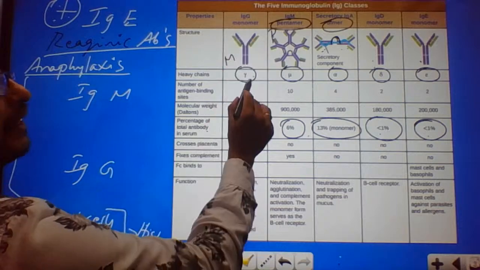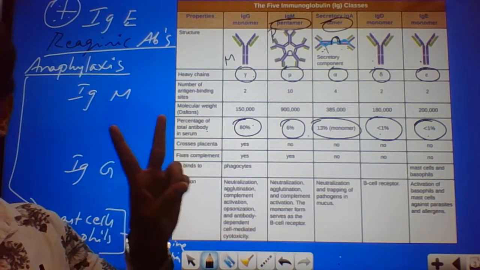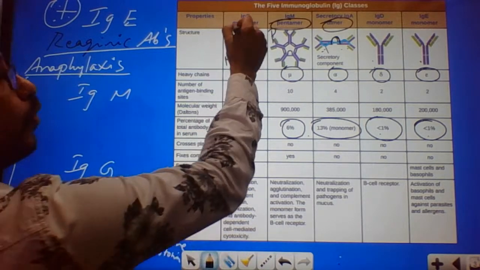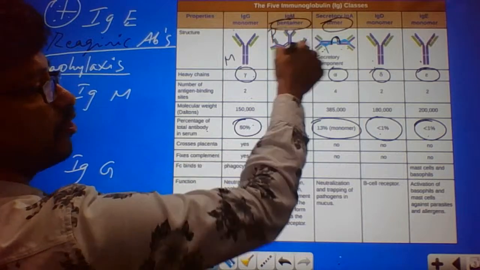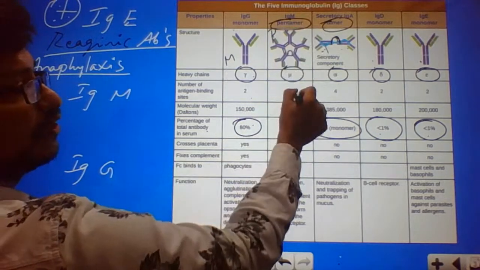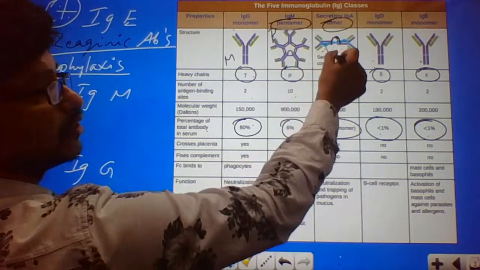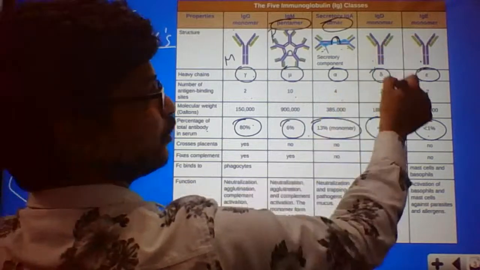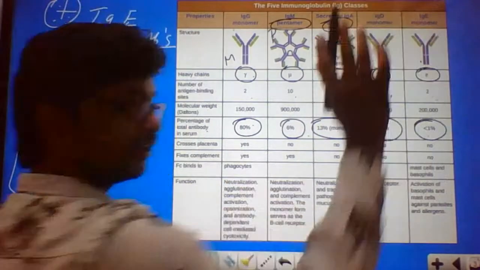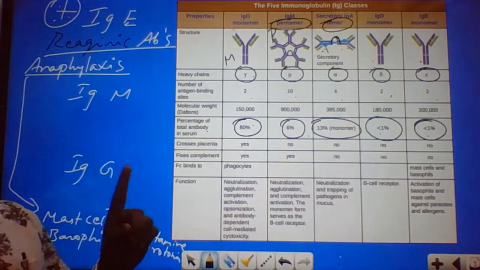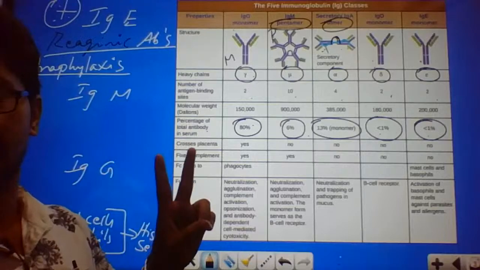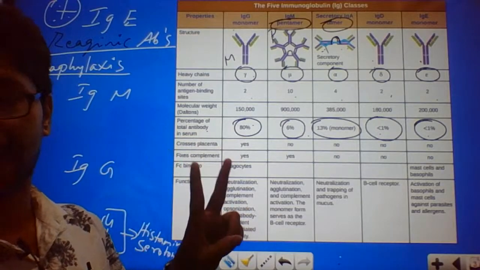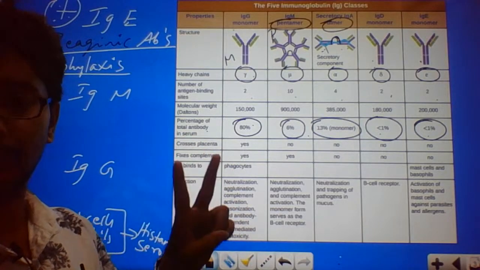And number of antigen binding sites: how many antibody binding sites does one monomer have? 2. So 1 into 2 is equal to 2. Here there will be 5 monomers, so 2 into 5 is equal to 10. Here there will be 2 monomers in a dimer, so 2 into 2 is equal to 4. Here 2 into 1 is equal to 2, and here 2 into 1 is equal to 2. So how many antigens can bind to one antibody? 2 antigens will bind. So one monomer can accommodate 2 antigens.